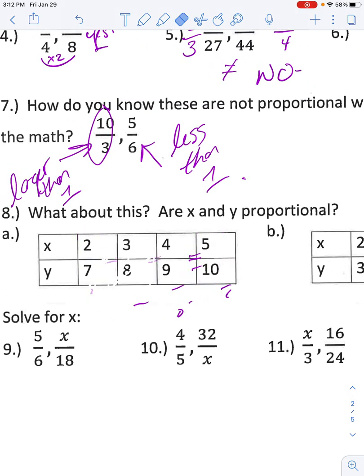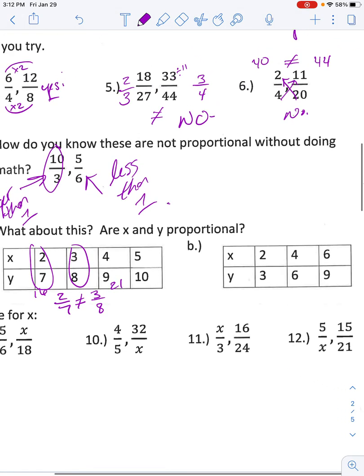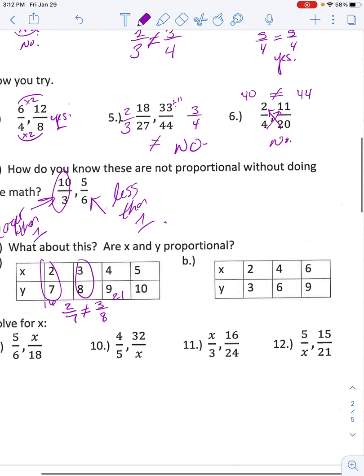So again, on the tables, just choose any two ratios, and you can do common multiplier, reducing, or cross products. So again, I could do 2 7s, and I could do 3 8s. Either one. If I do cross products, I get 16 and 21. This table is not in proportion.